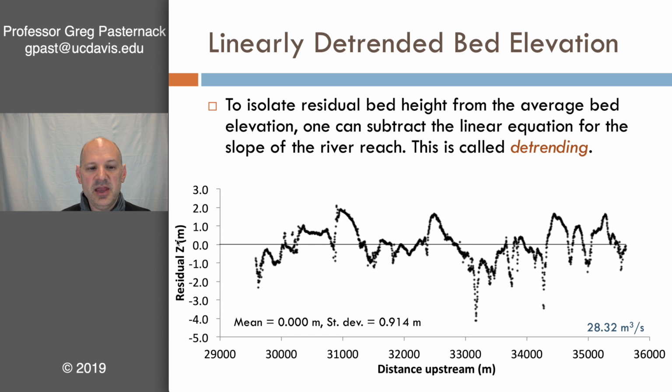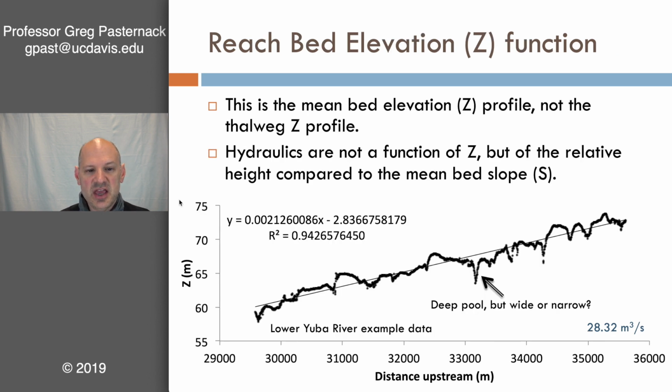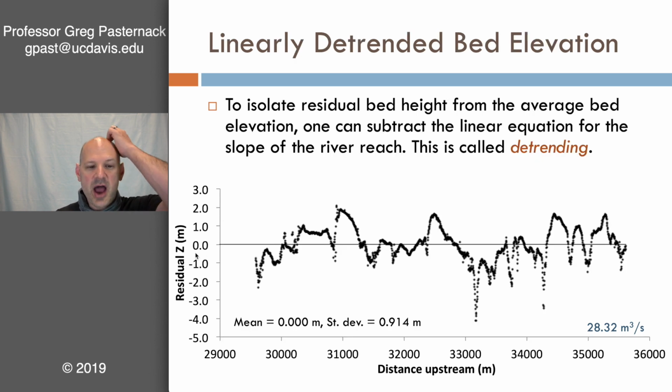We're still working in meters, but we have the residual. So this is just get this function and then take the original elevation and put it into x and get y. And then this is a plot of that y, which is the residual elevation. We can then calculate the mean, which ought to be 0 or very close to it. We can calculate the standard deviation.